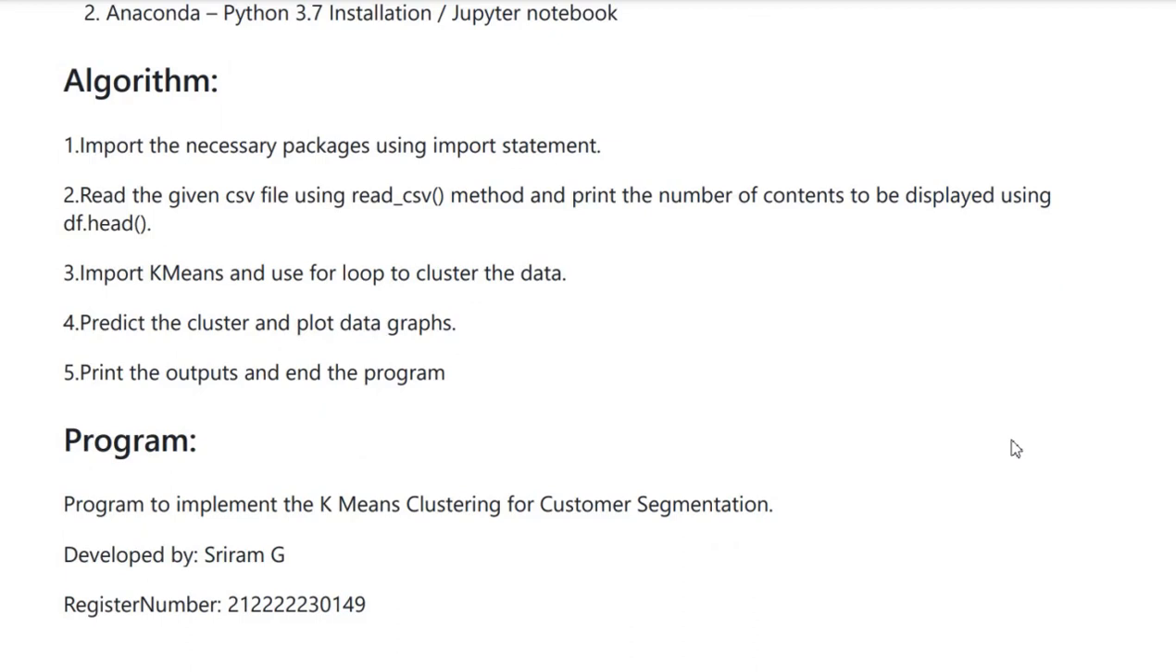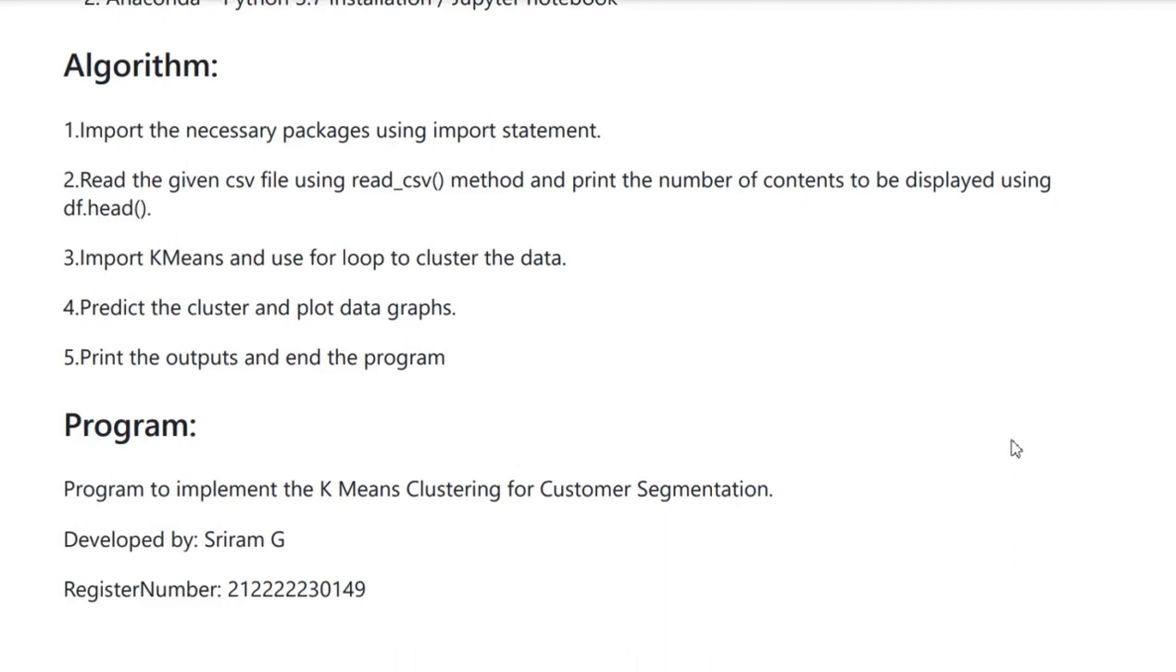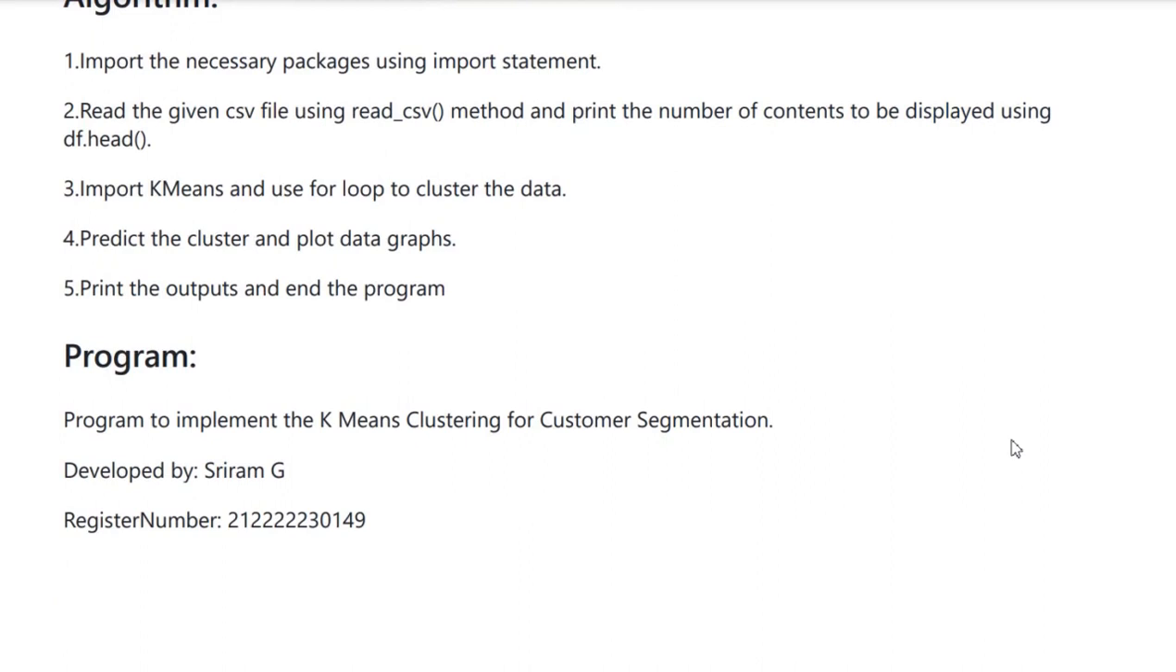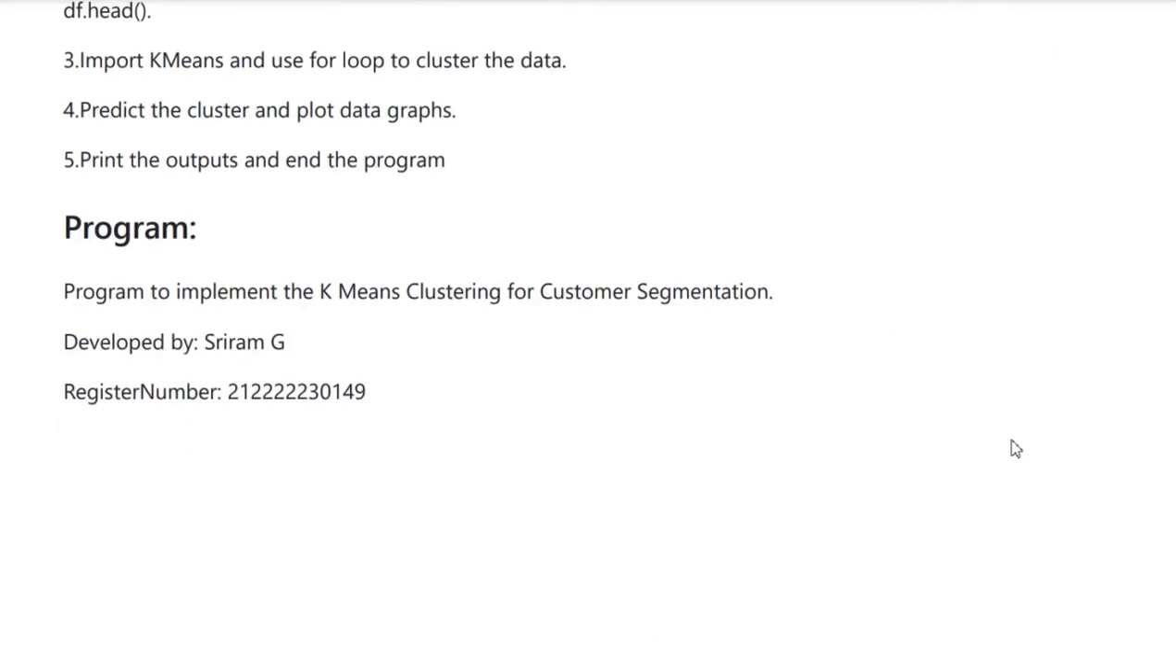Read the given CSV file using the read_csv method and print the number of contents to be displayed using the df.head function. Import k-means and use a for loop to cluster the data. Predict the cluster and plot the data graphs. Print the outputs and end the program.